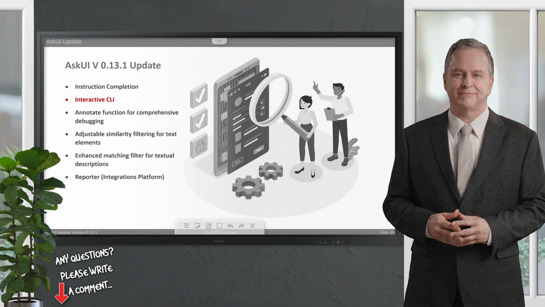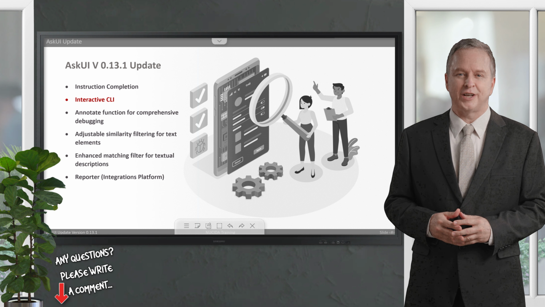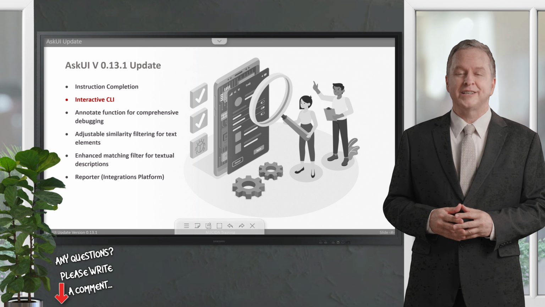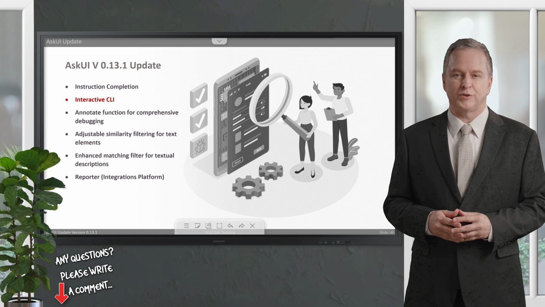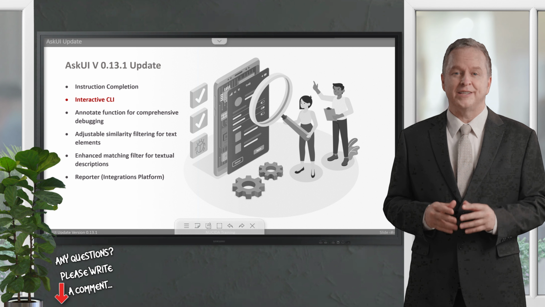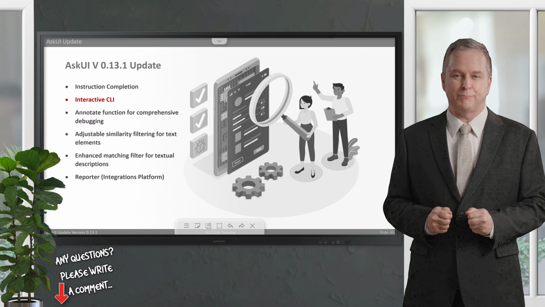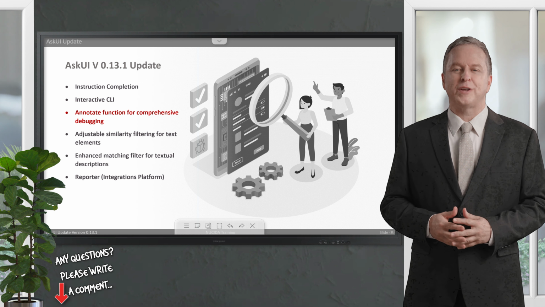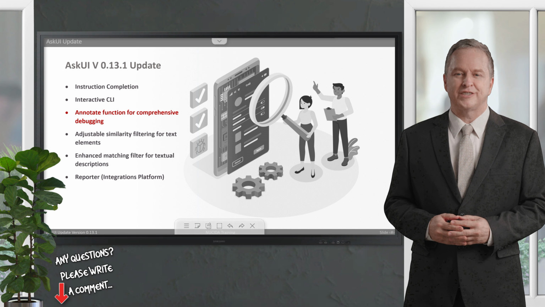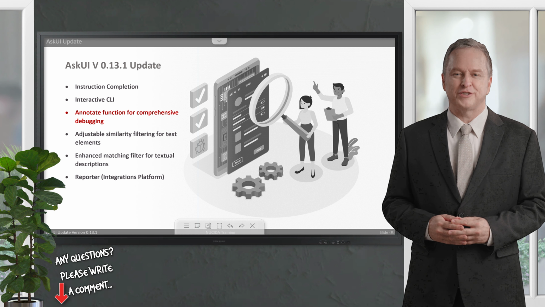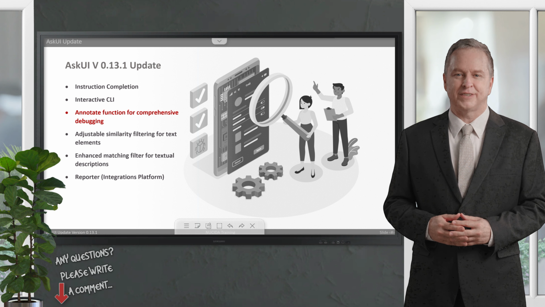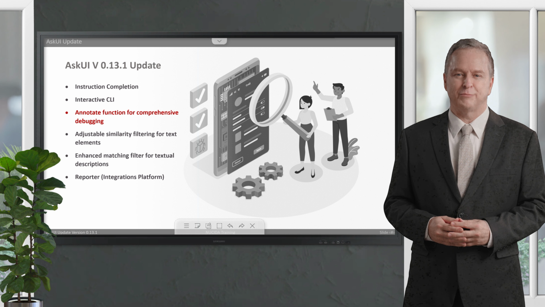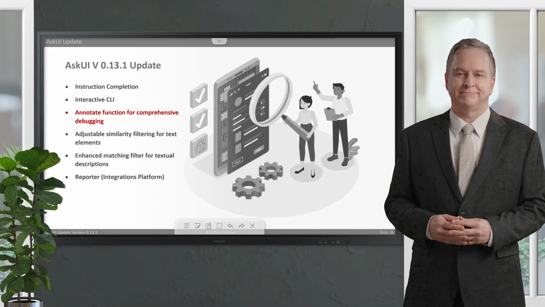Interactive CLI. We have introduced an interactive CLI in the AskUI NPM package. In our latest version, you can use the seamless and intuitive command line interface to simplify the setup process for your AskUI project. Annotate function for comprehensive debugging. To enhance the debugging capabilities of AskUI, we have introduced a new feature to the Annotate function. This feature allows you to highlight single elements for more comprehensive debugging.